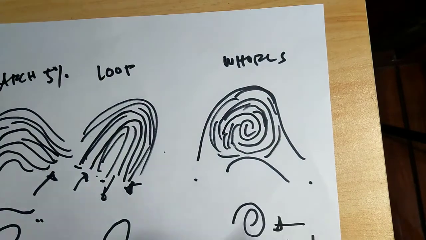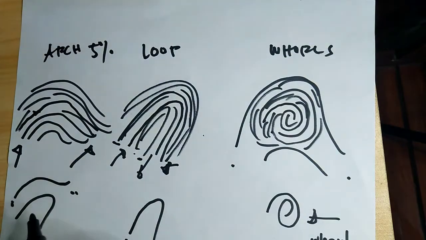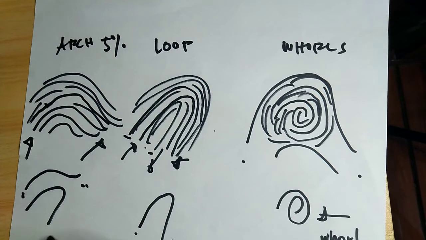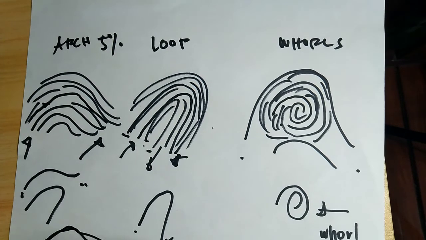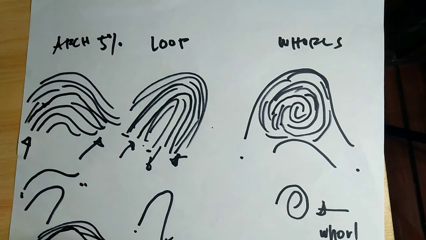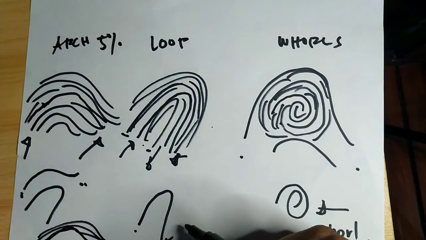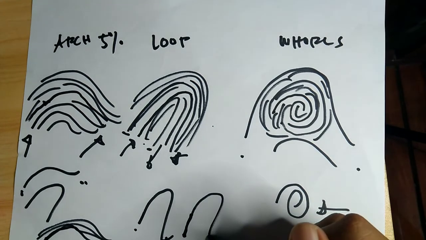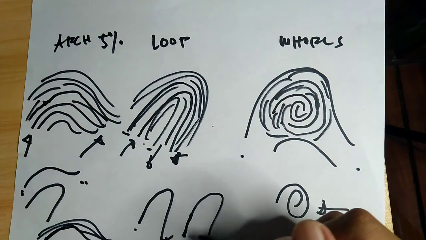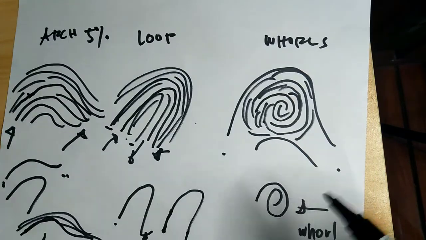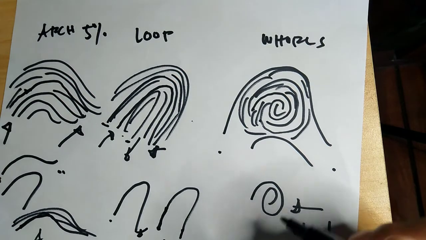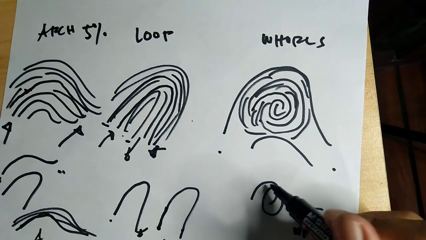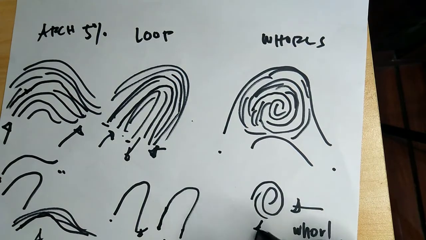So, just a quick review. When a pattern enters on one side and exits on the opposite side, that is an arch. When there is a recurving ridge, meaning a ridge enters on one side and exits where it entered, that is considered a loop. If there is a ridge that forms a complete 360 turn, spiraling around, that will be considered a whorl.